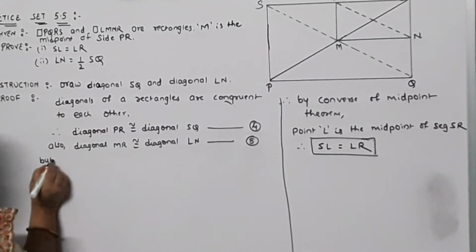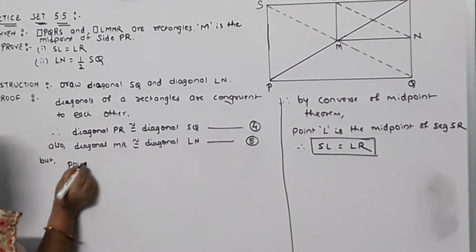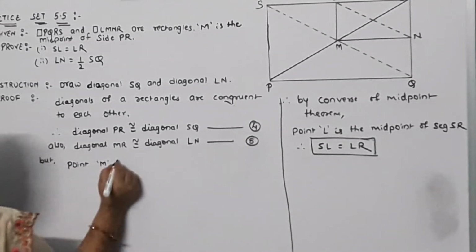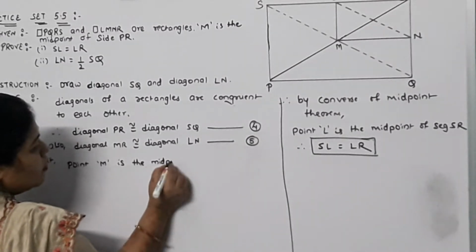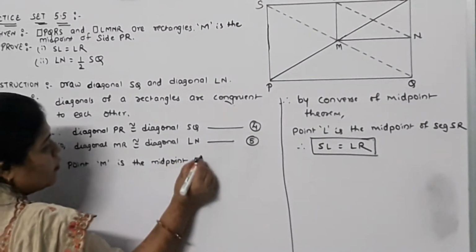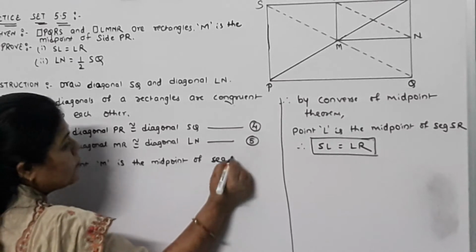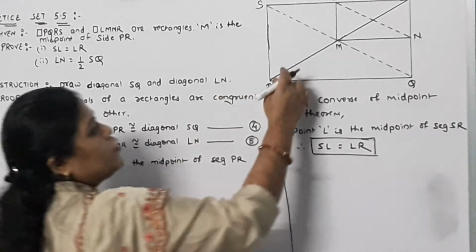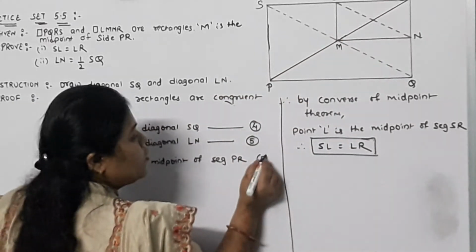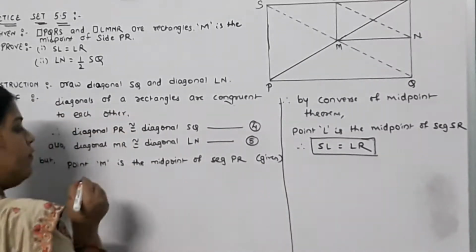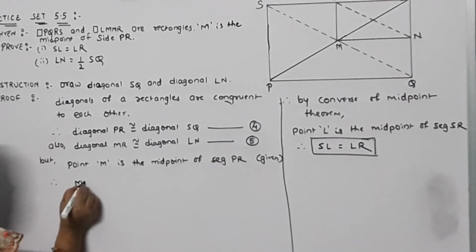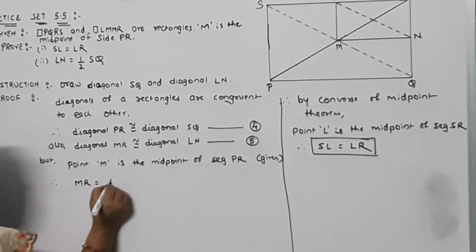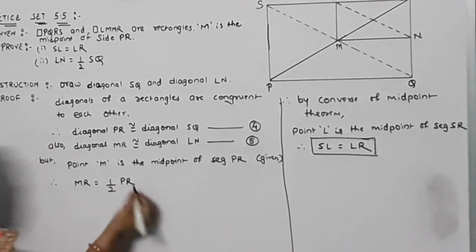But point M is the midpoint of seg PR. M is midpoint of PR. This is given to us. Therefore, if M is midpoint, then MR equals half of PR, isn't it?